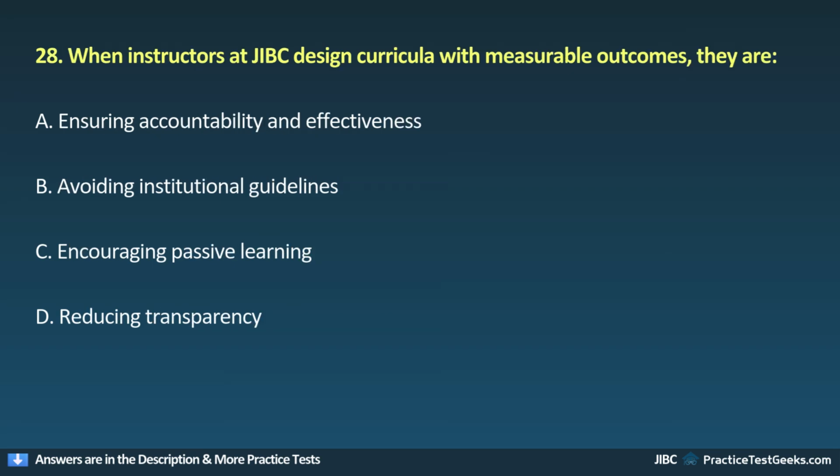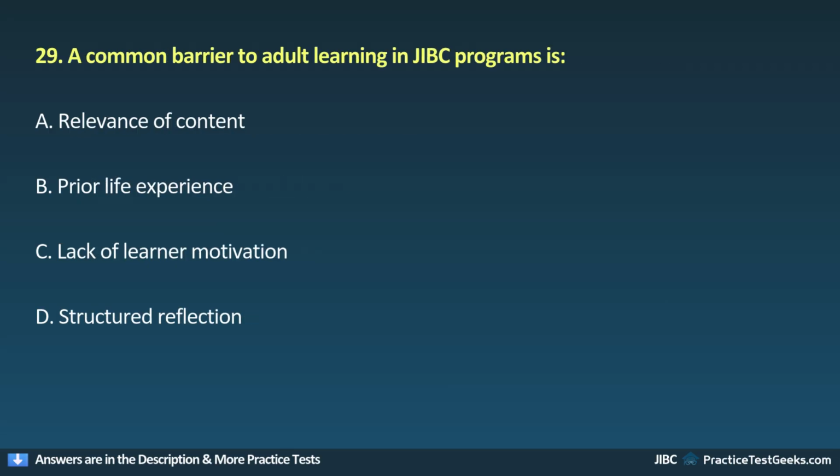28. When instructors at JIBC design curricula with measurable outcomes, they are: A. Ensuring accountability and effectiveness. B. Avoiding institutional guidelines. C. Encouraging passive learning. D. Reducing transparency.